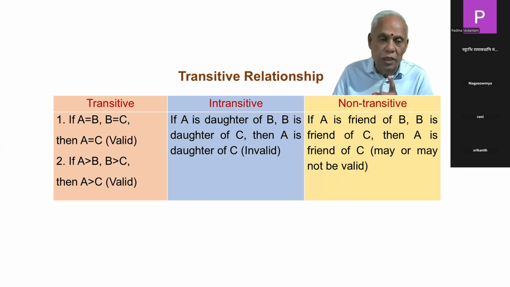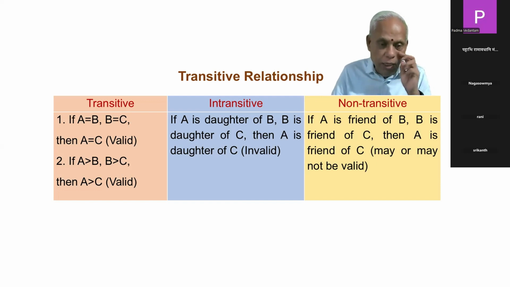Therefore, A is equal to C. This is a valid argument. This is what is called transitive. Why is this called a transitive argument? Because of their relation with B, A and C are also related. This relation with B is considered to make a relation between A and C. Therefore, it is called a transitive relation.